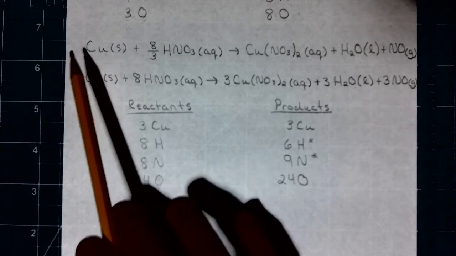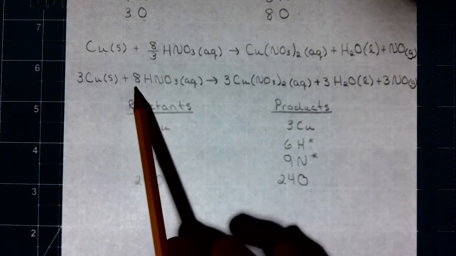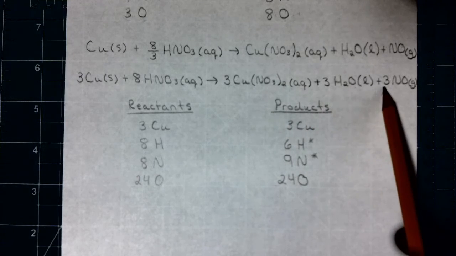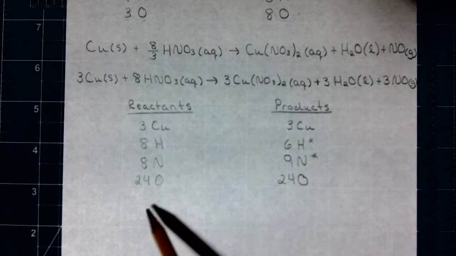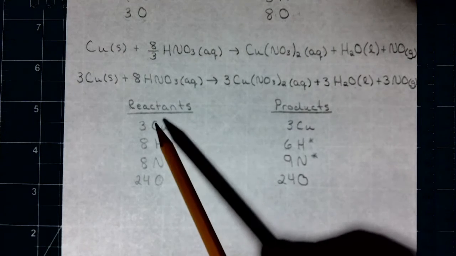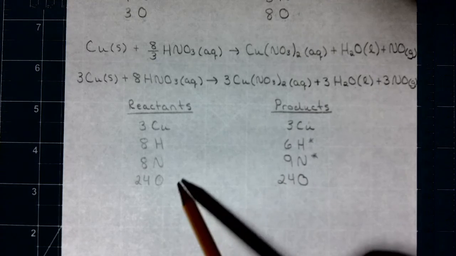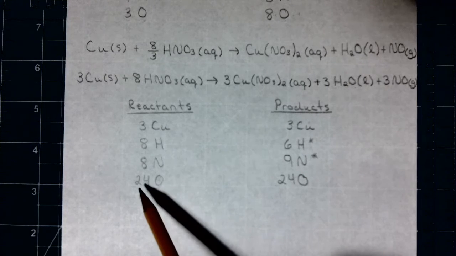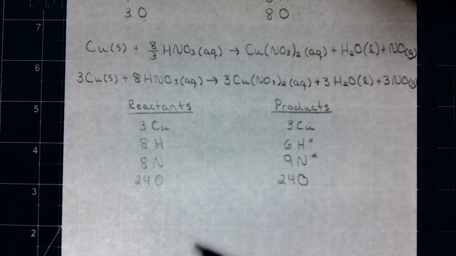So I'm going to multiply the assumed 1 here by 3, get 3 copper. 8/3 times 3 just becomes 8. I've got a 3 over here, I've got a 3 over here, 3 here. And then when I start to do out my math of what I have for reactants and products, I'm pretty happy with what I see here now, actually. I've now got balanced copper. I don't have balance for my hydrogens. I'm still missing a little bit here. I don't have quite the balance for the nitrogen yet. I do have balance for my oxygens now.